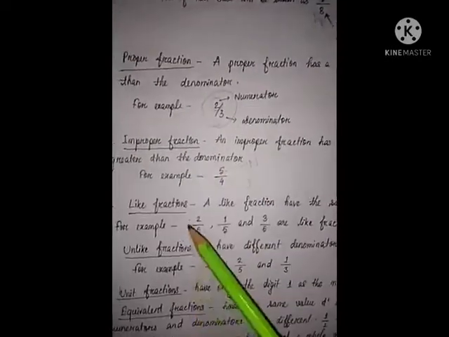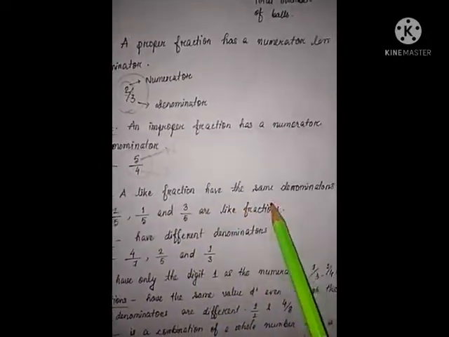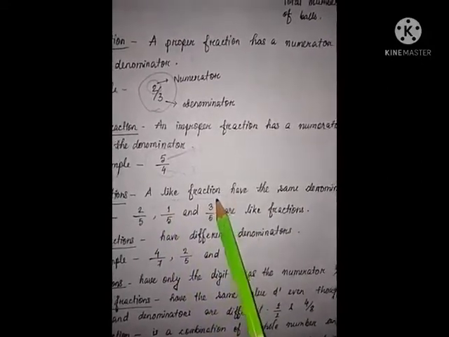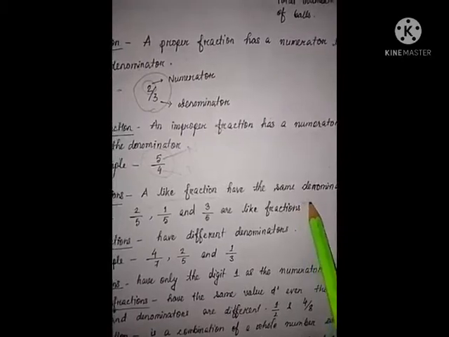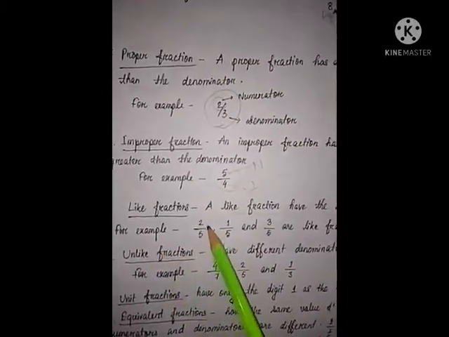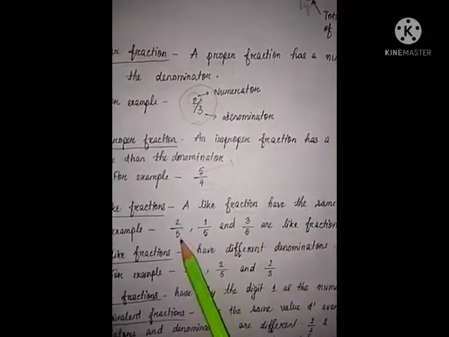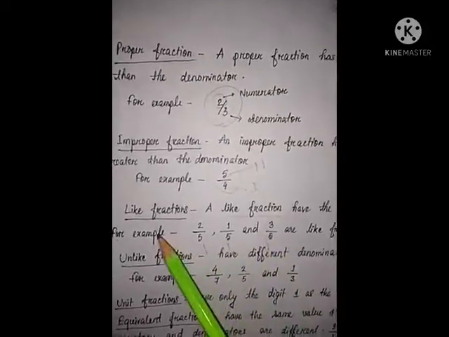Understand? Now see like fractions. Like fractions have the same denominators, means the numbers below are the same. Okay, example 2 by 5, 1 by 5 and 3 by 5 are like fractions. Here all denominators are the same, so these are known as like fractions.